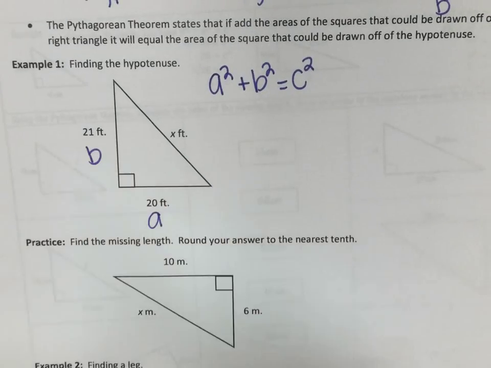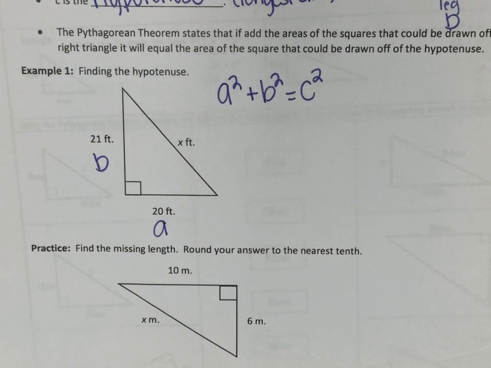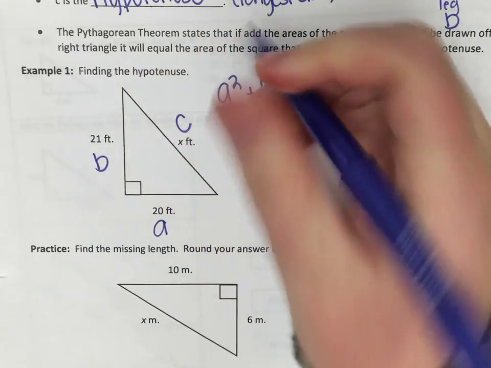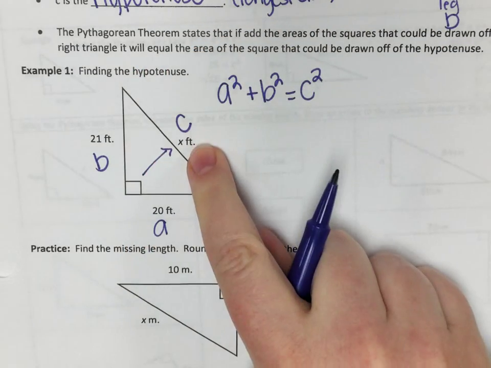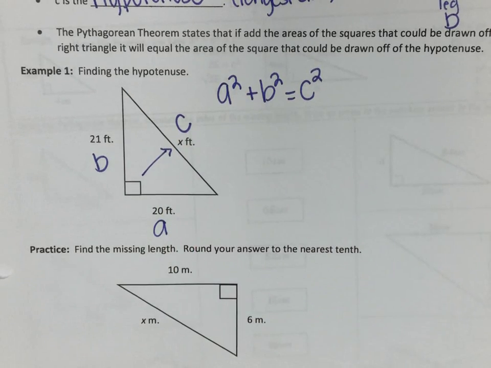Could I have flip-flopped A and B? Yes. Absolutely. But which one has to be C? The X. Because this one's across from the right angle. We're finding, it tells us the hypotenuse, and the hypotenuse is always C.